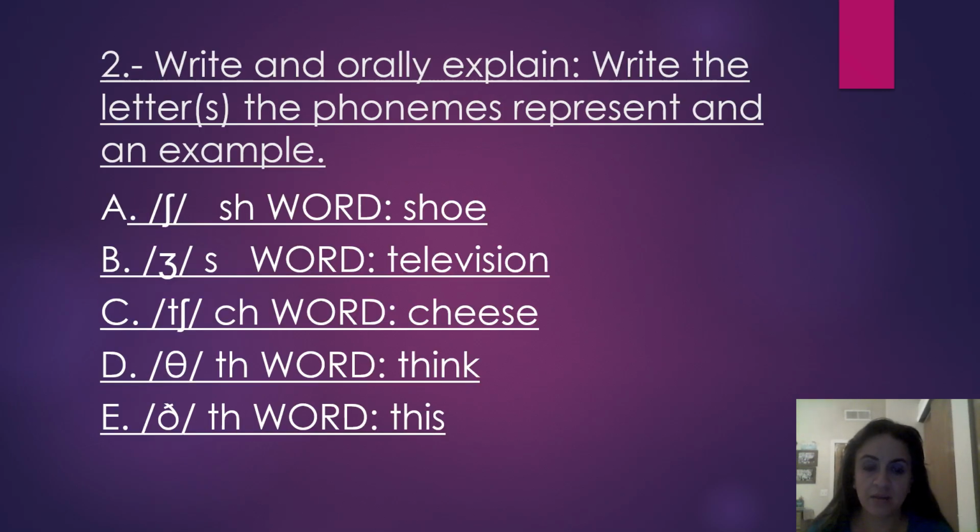Question number 2. Write the letters the phonemes represent and an example. The phoneme sh is represented by the letters SH and the word is shoe. The phoneme zh is represented by the letter S and the word is television. The phoneme ch is represented by the letters CH and the word is cheese. The phoneme th is represented by the letters TH, is unvoiced, and the word is think. The phoneme th is represented by the letters TH and the word is this, and is voiced.